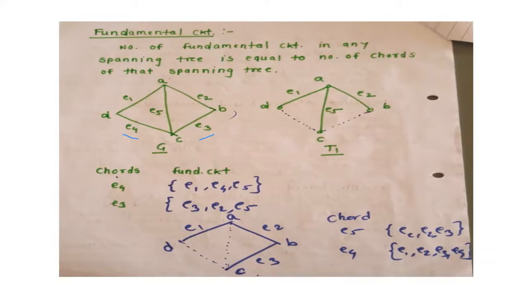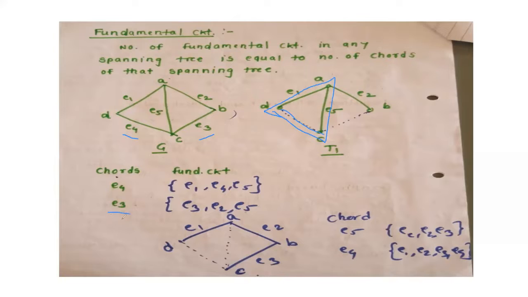Now the fundamental circuit with respect to E4. Whenever we add this E4 to this spanning tree, one circuit is generated here. This circuit is your fundamental circuit, that is E1, E5, E4. Getting this? This is a fundamental circuit.